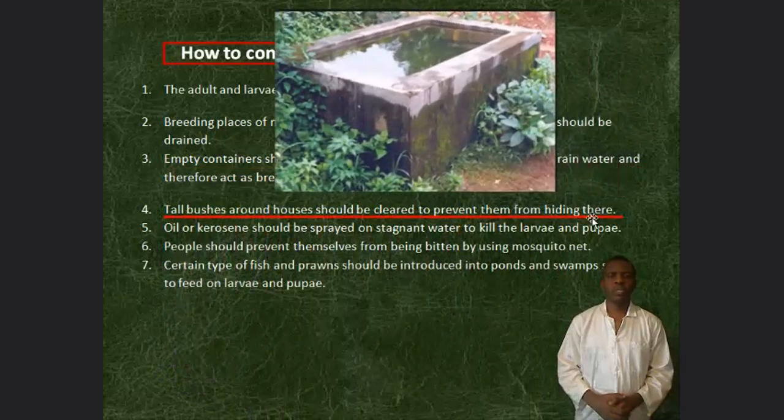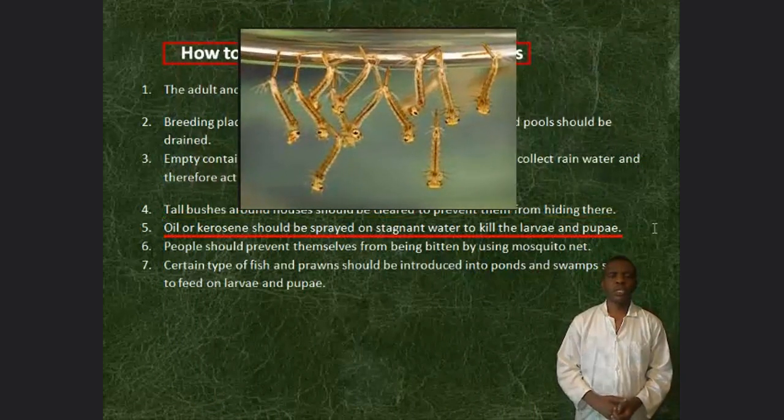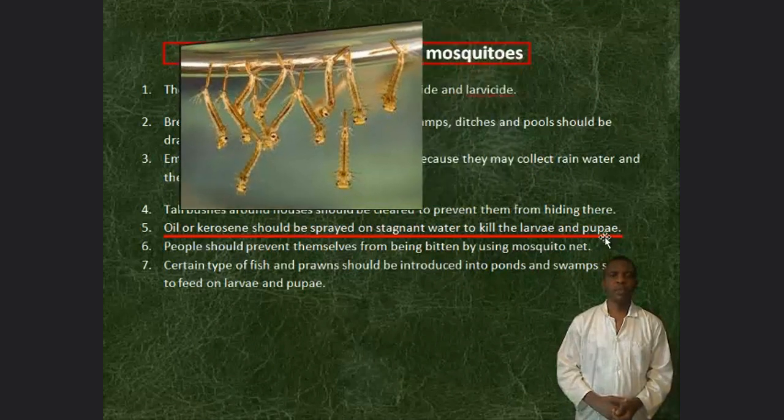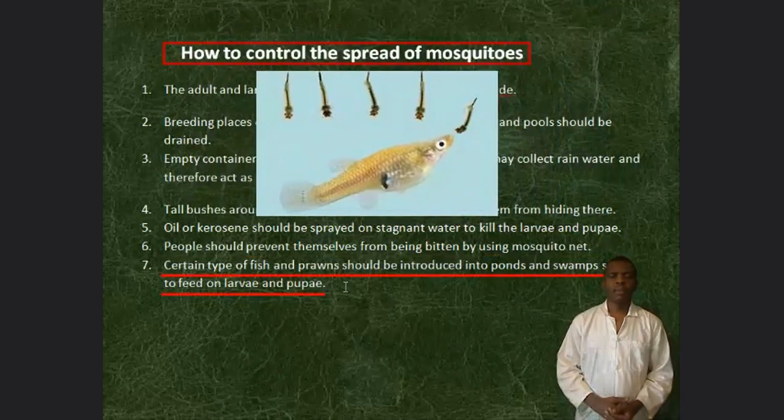Tall bushes around houses should be cleared to prevent them from hiding there. Oil or kerosene should be sprayed on stagnant water to kill the larvae and pupae. People should protect themselves from being bitten by using mosquito nets. Certain types of fish and prawns should be introduced into ponds and swamps so as to feed on larvae and pupae.